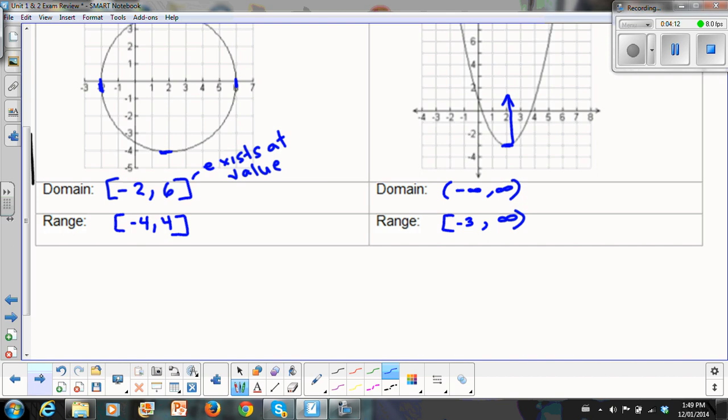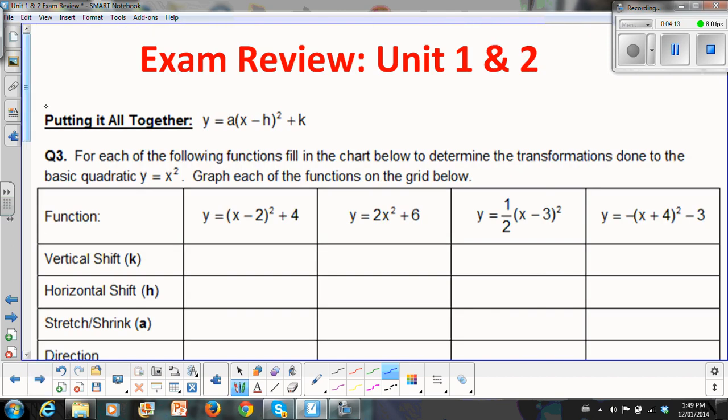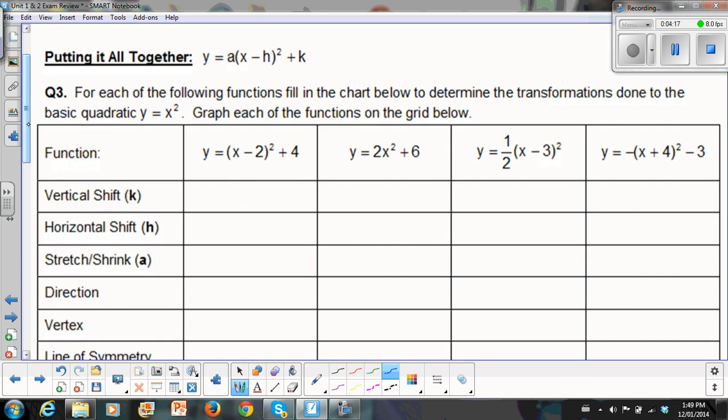Okay, moving on. For these examples, we are looking at the vertex form of a parabola, which is what we looked at in Unit 1 in a lot of detail. And we looked at all of the parameters that change a basic parabola.